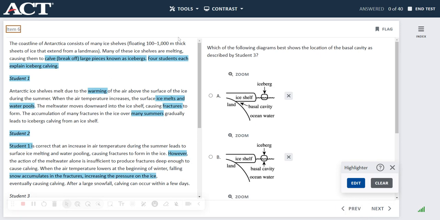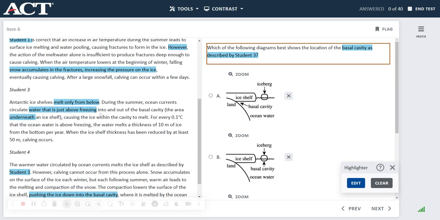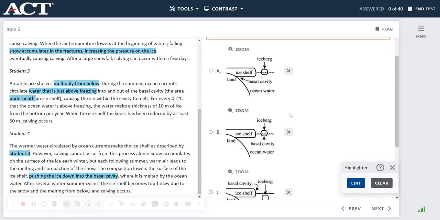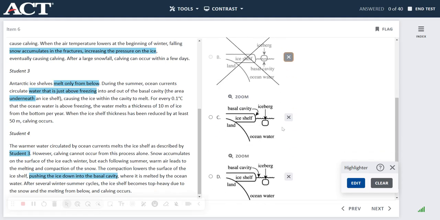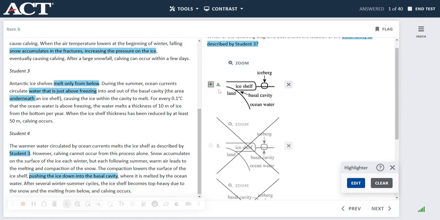Which of the following diagrams shows the location of the basal cavity as described by student 3? Student 3 says the basal cavity is the area underneath the ice shelf. Choice A is underneath the ice shelf, so it could be A. B is not there, choice C shows the basal cavity on the ice shelf, and D shows it on the water, I guess. So it has to be A.